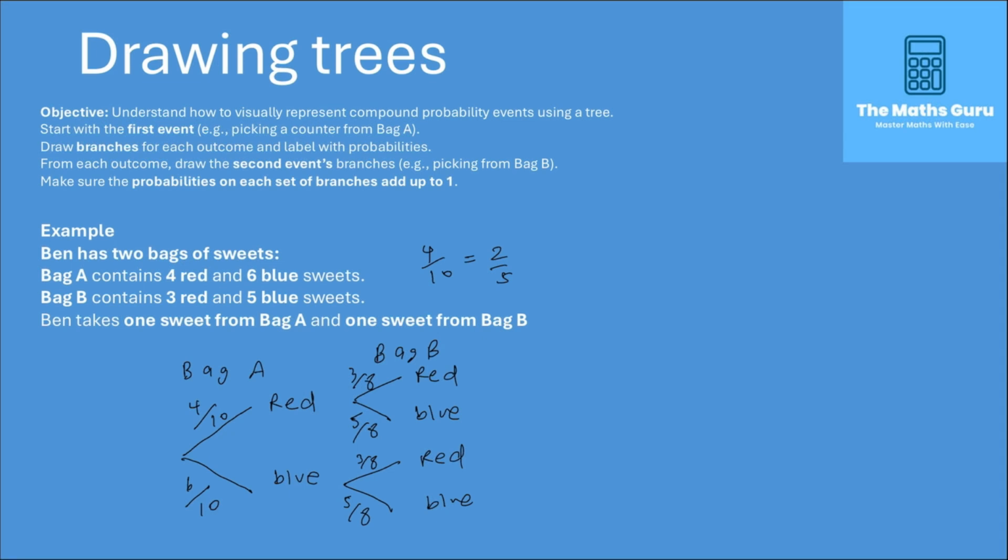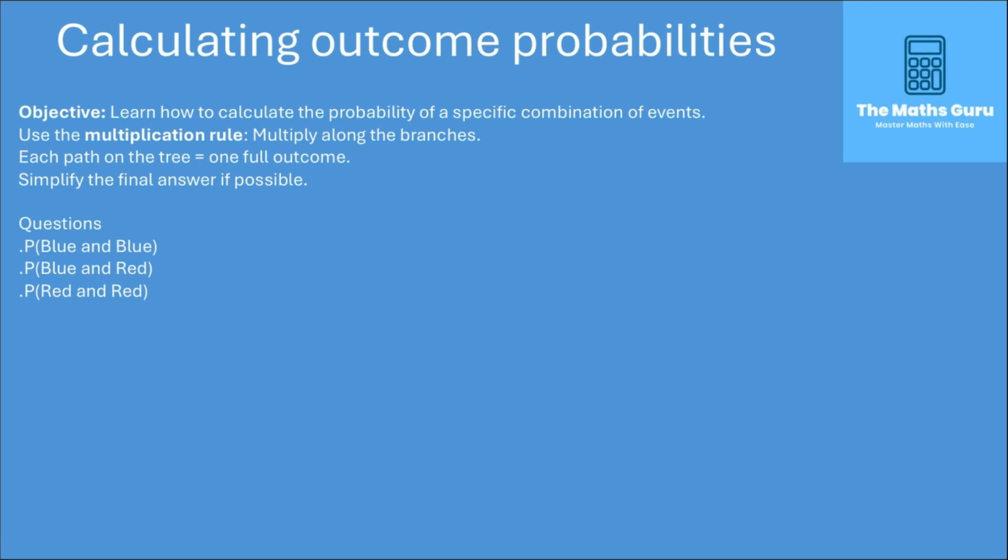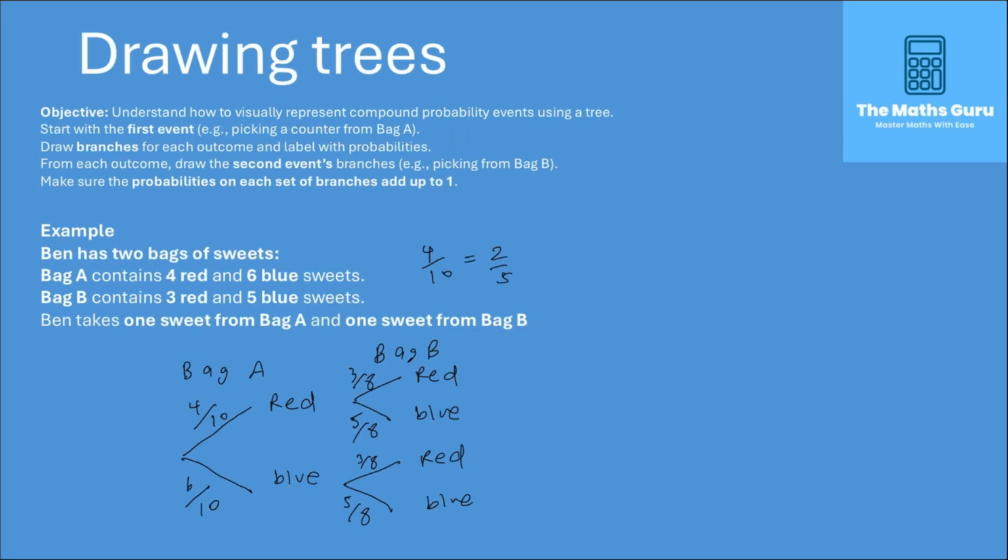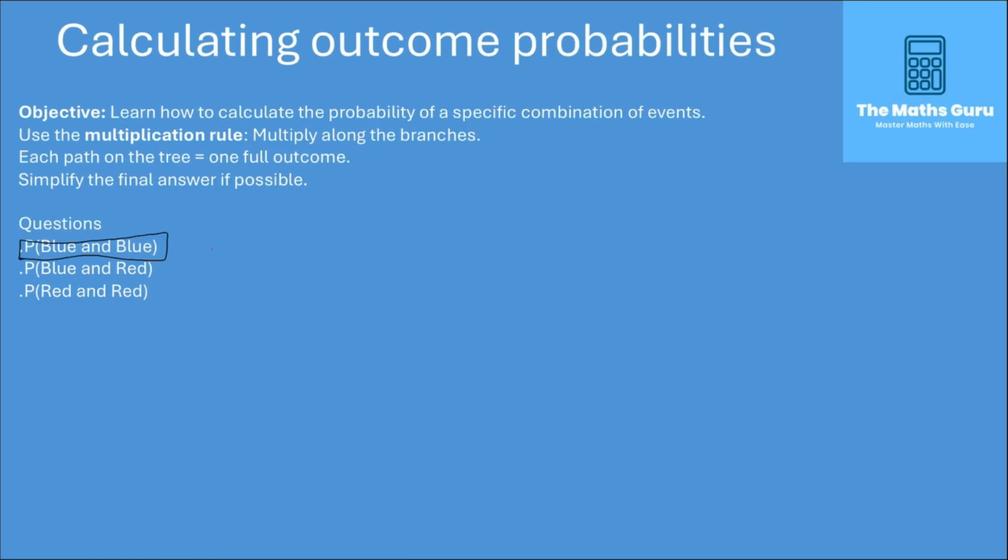So let's see. It tells us to calculate the probability of blue and blue. So we look here and see that in the first bag, we choose our blue, and then also in the second one, we choose blue again. So we follow this path, and this is going to be equal to 6/10 times 5/8, because remember, we multiply along the path. So we have 30 over 80, which is equal to 3/8. And we can write that here.